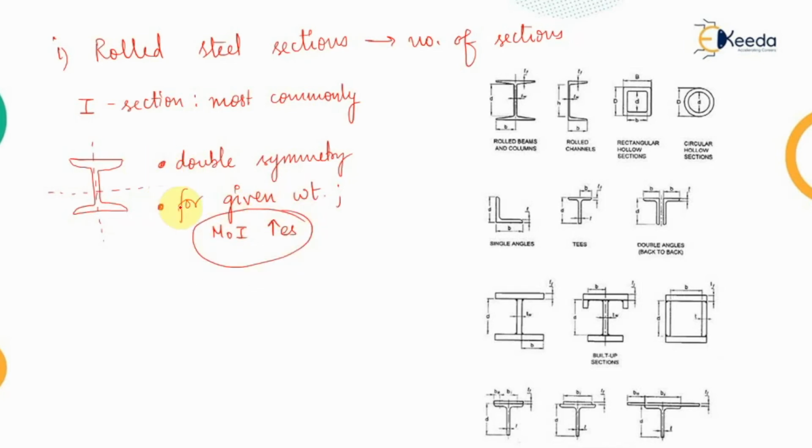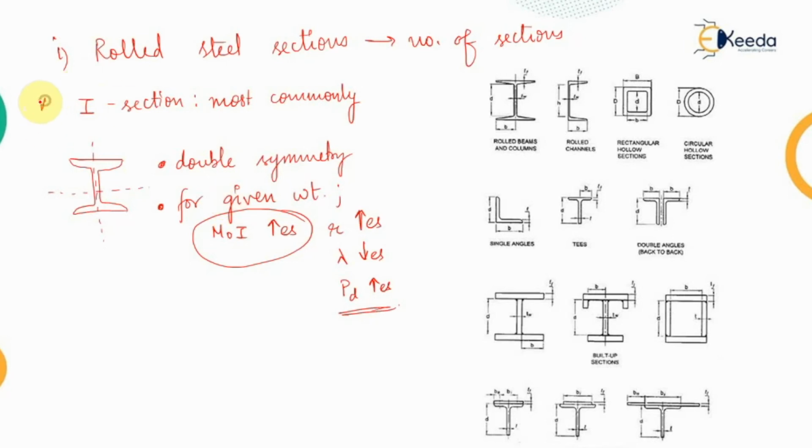That's why we try to provide an I section, because ultimately if we increase the moment of inertia, the radius of gyration increases, which in turn decreases the slenderness ratio, and which in turn increases the design carrying capacity of the section. So with the help of I sections, we can transfer heavy loads.